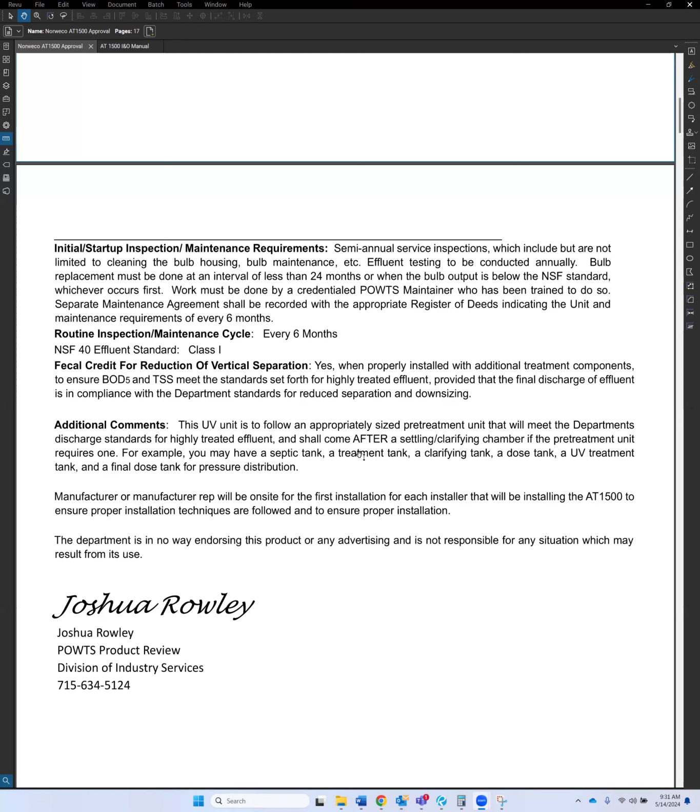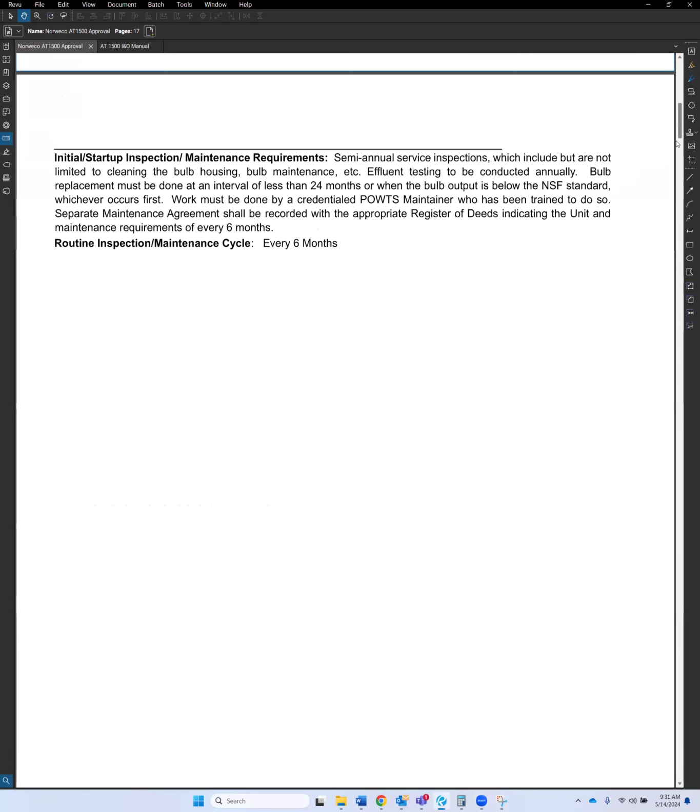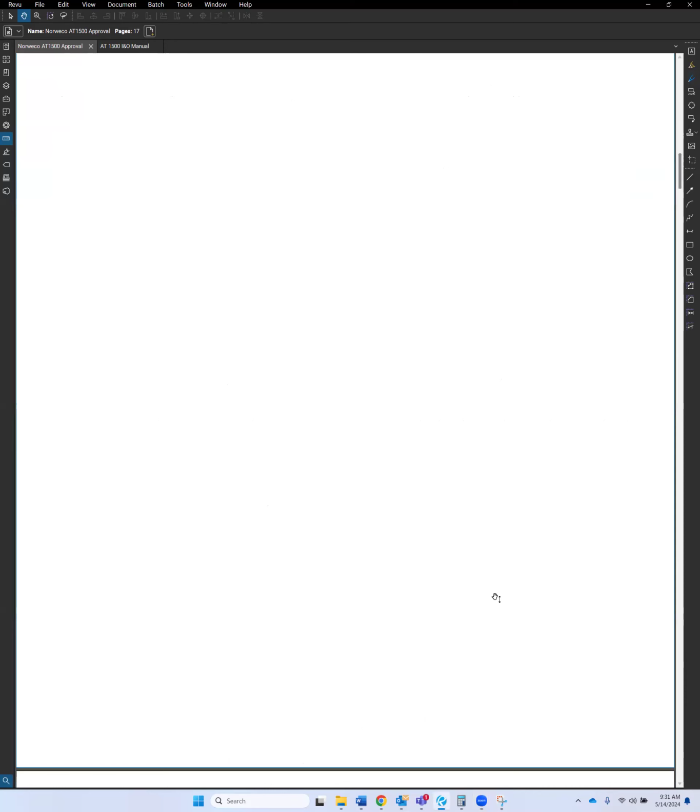And then POWTS maintainers are going to have to reach out to the department for their training. Whoever is going to sign that maintenance agreement that's going to get recorded, they're going to need to reach out so we can do a little training session with them. With the approval letter, there's a lot of additional information attached, and it's available on ISLA.